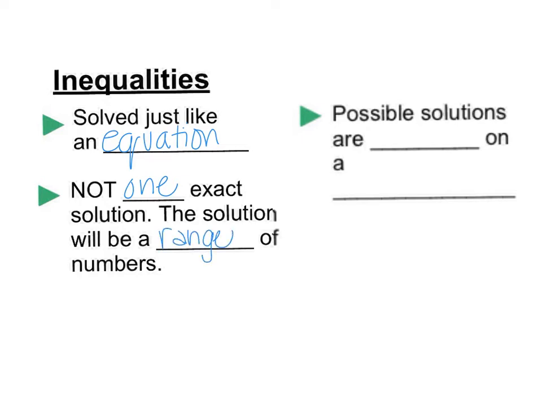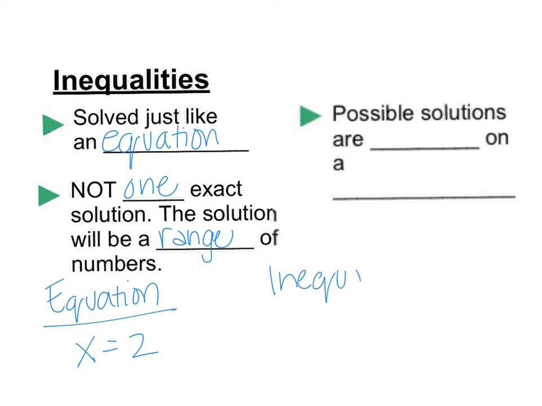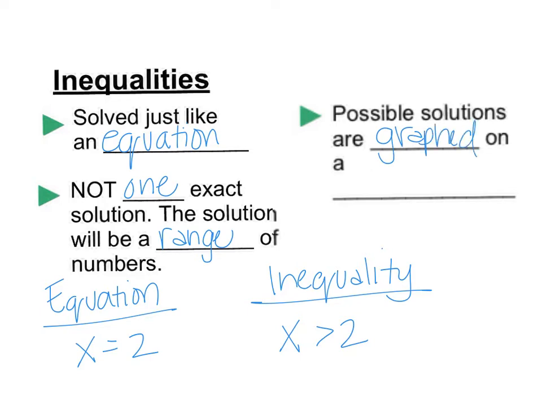So for example, in an equation, I might get an answer and find out that x equals 2. But as we solve inequalities, we won't find out that x is specifically 2. We might find out that x is greater than 2, meaning x could be 3, x could be 4, x could be 5, x could be 80, x could be 102, x could be anything as long as it's greater than 2. The other big difference in an inequality is that our possible solutions are graphed on a number line.